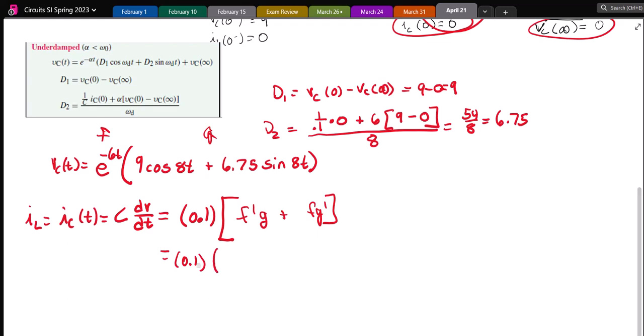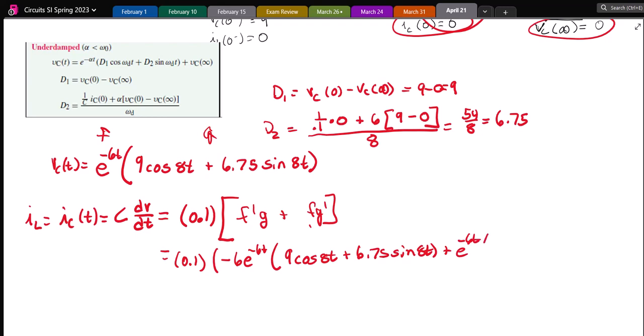So the derivative of e to the minus 6t is minus 6 times e to the minus 6t, and then we copy the whole thing: 9 cosine 8t plus 6.75 sine 8t. Then F times G prime: the derivative of cosine is minus sine, and with the chain rule we've got the 8, so it's minus 8 times 9, which is minus 72 sine 8t. The derivative of sine is cosine, and with the chain rule we've got the 8 there, so 8 times 6.75 cosine 8t.